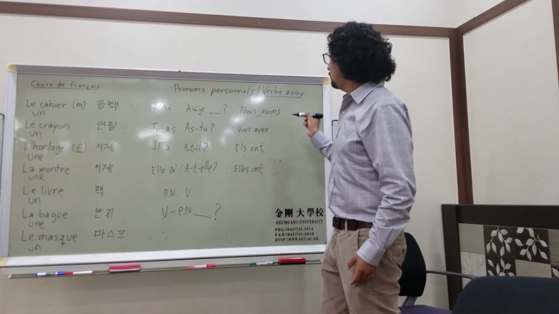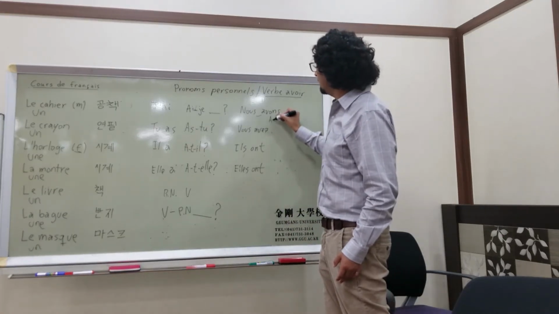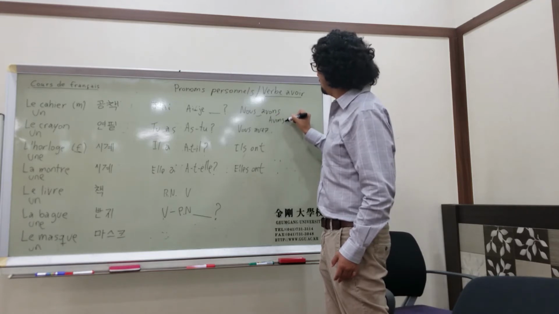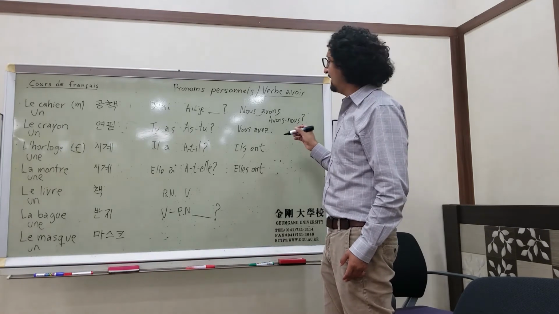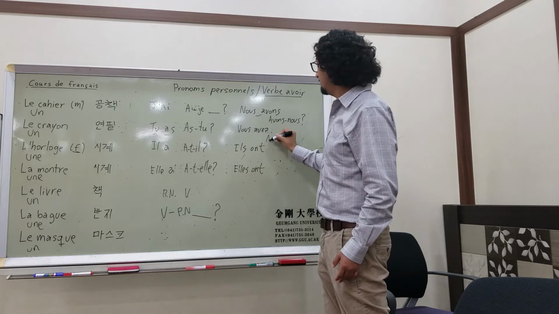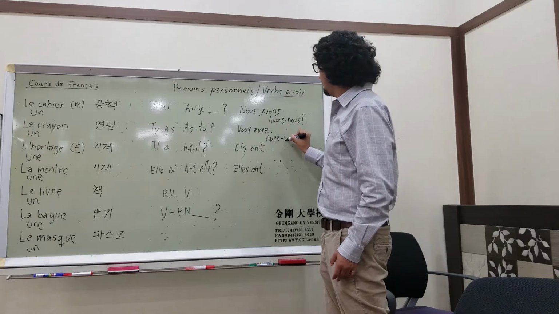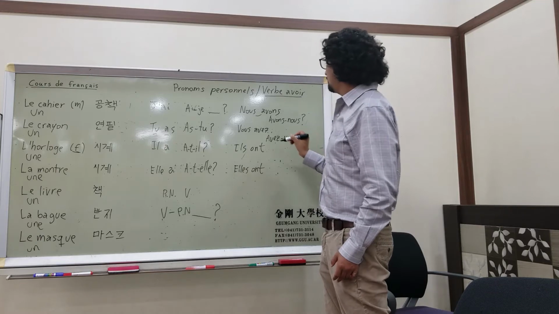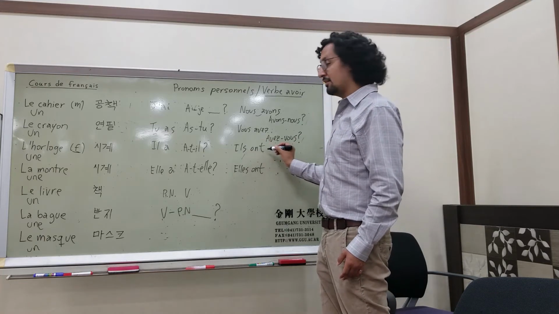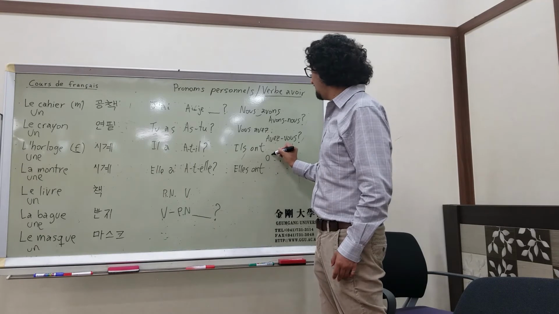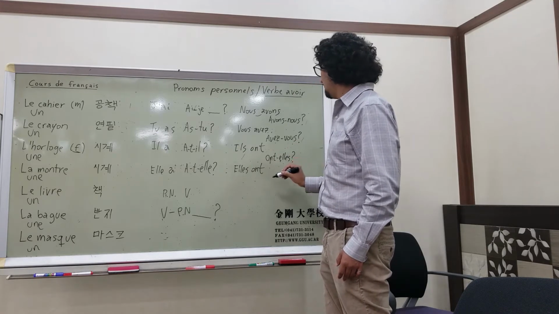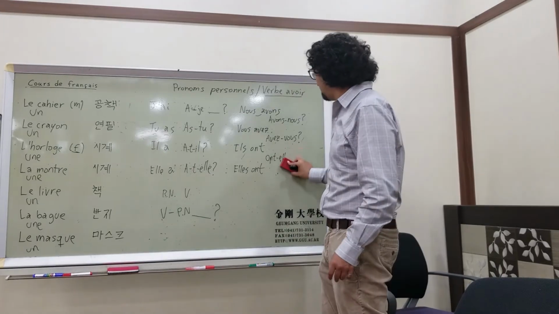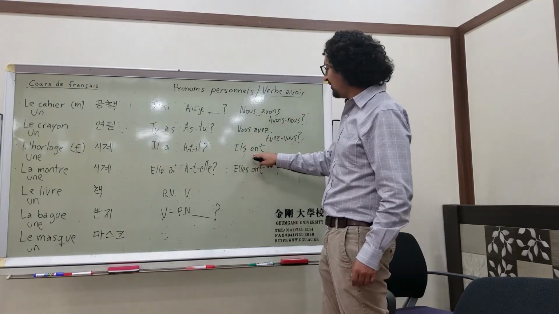Ensuite, nous. Nous avons becomes avons-nous. Do we have? Vous avez becomes avez-vous. Do you have? The third is ont-elles. Sorry, I'm making a really dumb mistake here from distraction. Ils ont, ont-ils.